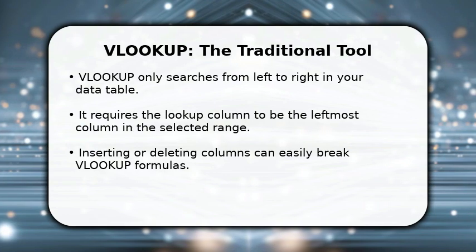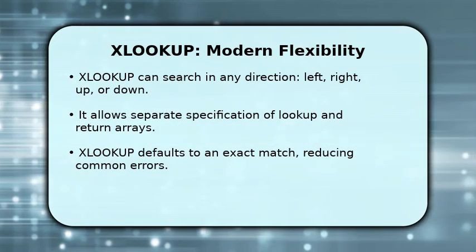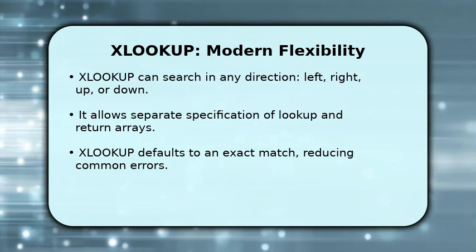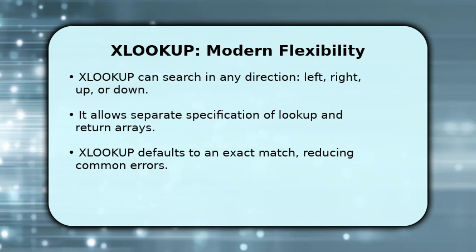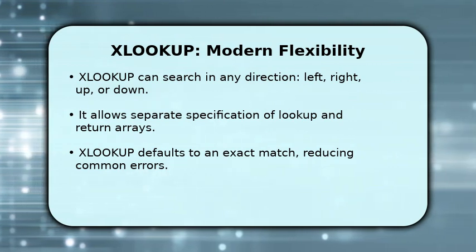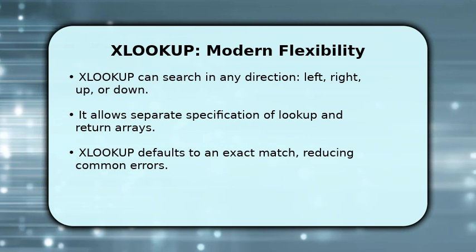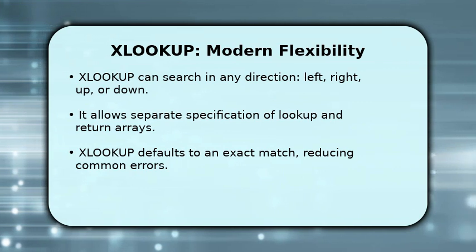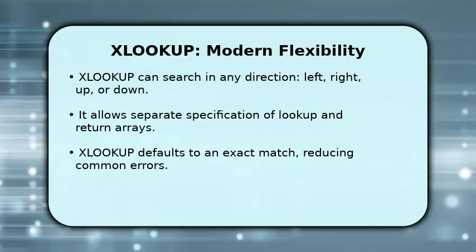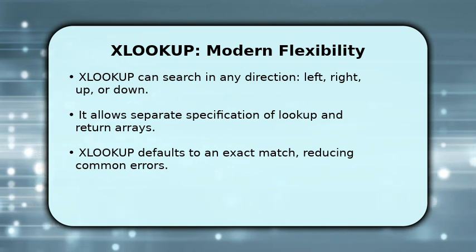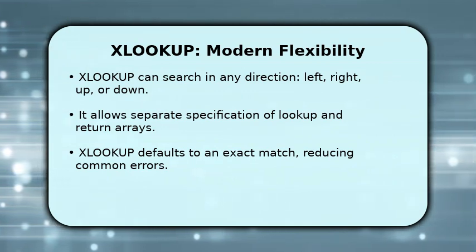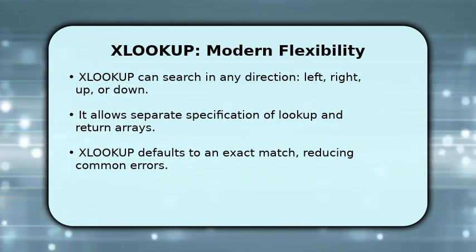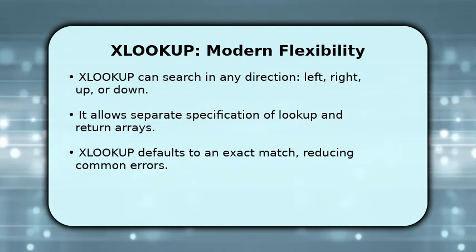returning incorrect results. Next, let's explore XLOOKUP, a more modern and flexible function. A key advantage is its ability to search in any direction, whether left, right, up, or down, overcoming VLOOKUP's rigid left-to-right restriction. You can specify the lookup and return ranges independently, making your formulas more robust. Plus, XLOOKUP defaults to an exact match, which is often what you need, preventing accidental approximate matches.